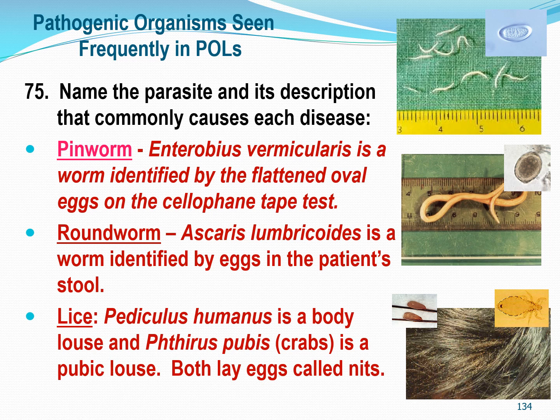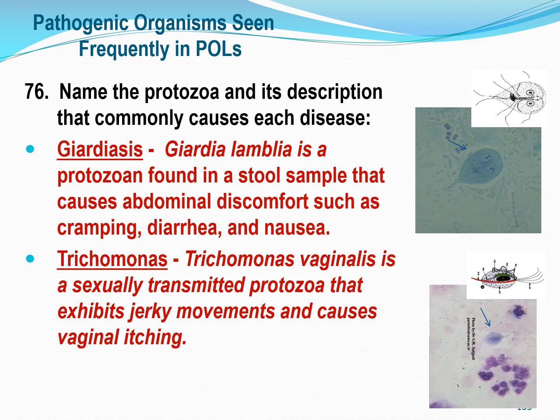And let's talk about some parasites. We have pinworm, right? Enterobius vermicularis is a worm identified by the flattened oval egg on the cellophane tape test. We have roundworm, right, identified by eggs in the patient's stool. We have lice, a body louse, and it can be crabs in the pubic area, and both lay eggs and are called nits. Okay.